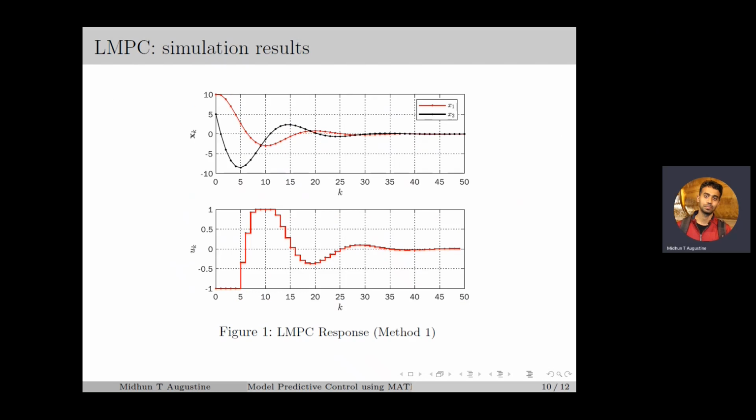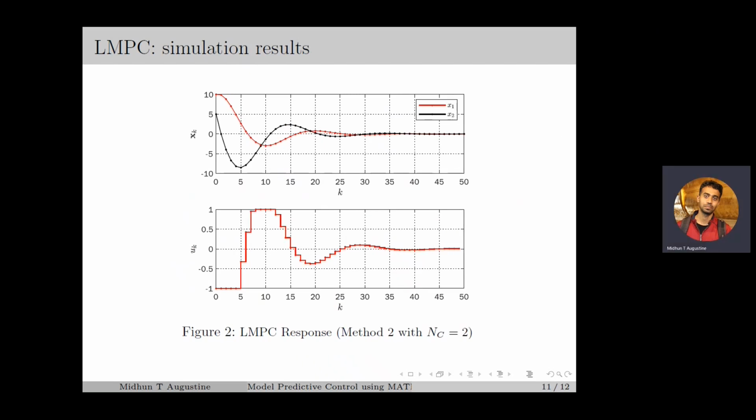The simulation response of the LMPC, the method 1, is shown in figure 1, which is similar to the one obtained in the previous lecture. Here, the prediction horizon capital N is equal to 5 and the number of control inputs small m equal to 1. Therefore, the number of decision variables in Z equal to 5, whereas for the previous approach, it will be 50.